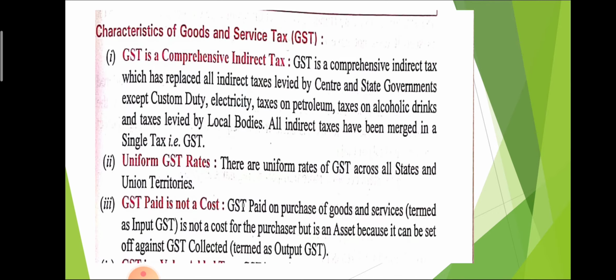Characteristics of Goods and Service Tax. We already discussed that all the indirect taxes combined together make one tax, called GST. It means that GST is a comprehensive indirect tax, a combination of all indirect taxes, whether in the CGST or SGST, the central GST or the state GST. Uniform GST rates: all over the country a uniform rate of GST is charged, similar rate of GST.